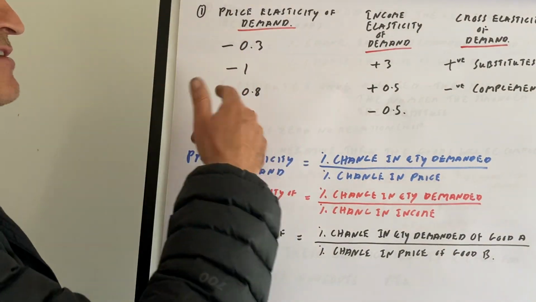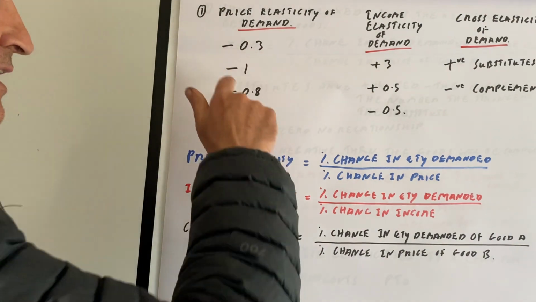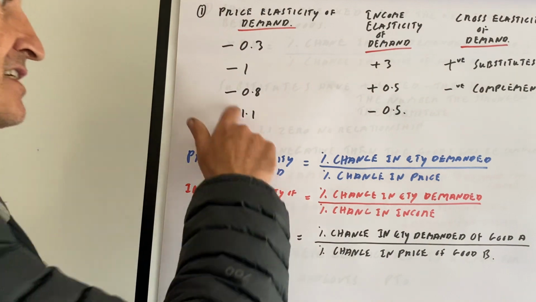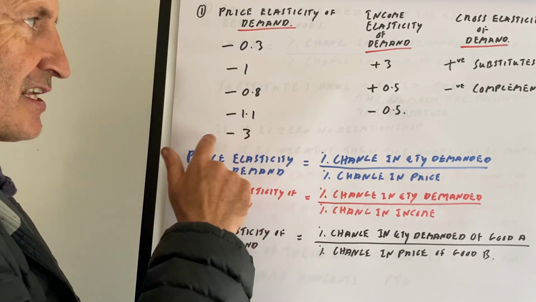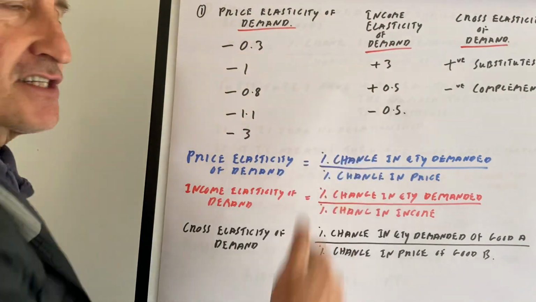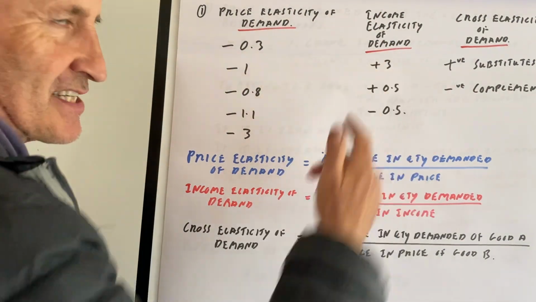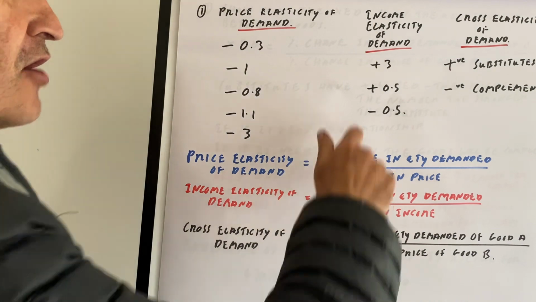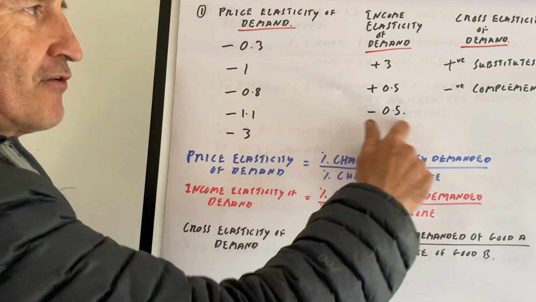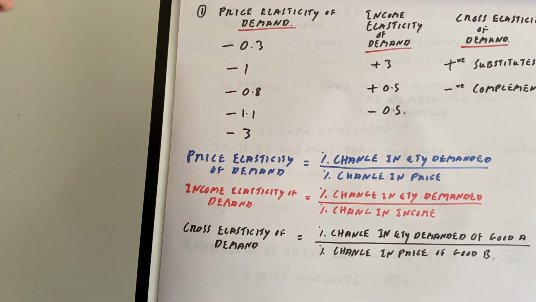Okay, so a price elasticity of demand of -0.3 is inelastic. -1, it is unitary elastic. -0.8, which is less than 1, is inelastic. 1.1 is elastic, and +3 or -3 is very elastic. The income elasticity of demand, we say that's an elastic income elasticity of demand, that's an inelastic income elasticity of demand, and that's an inferior good. So it's a negative income elasticity of demand.